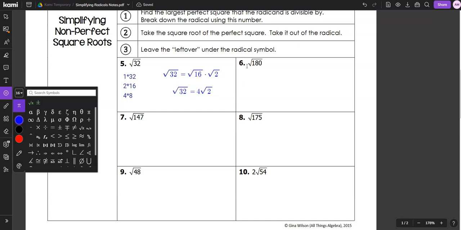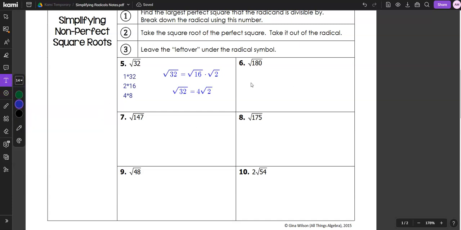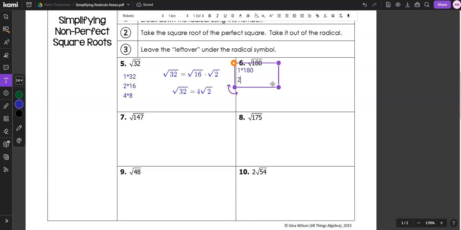Okay. Now we're going to look at number 6, sorry, and we're going to factor 180. So we have 1 times 180, 2 times 90, 3 times 60. Let's see. Okay, we have 4 and 45. And we don't have a perfect square yet. So far, our only perfect square is 4, and that's probably not going to be our highest.